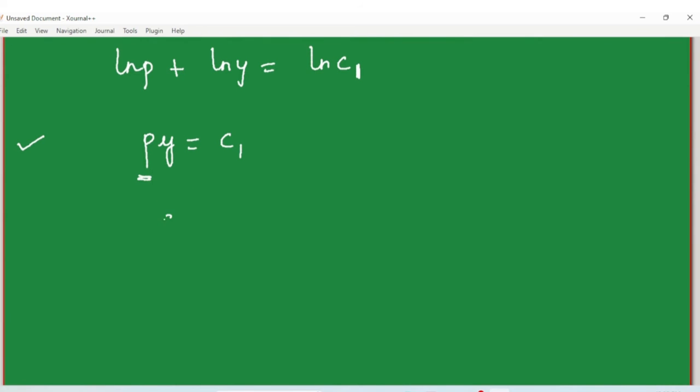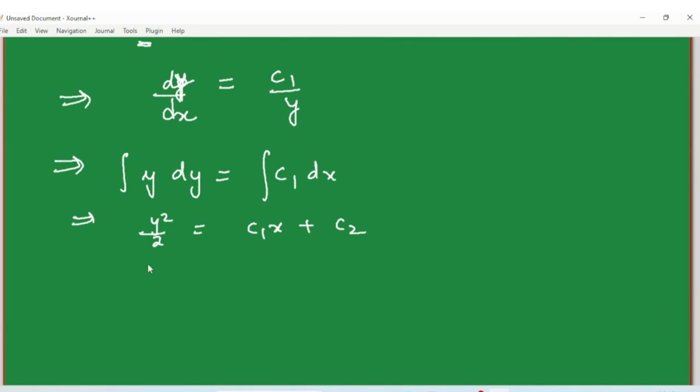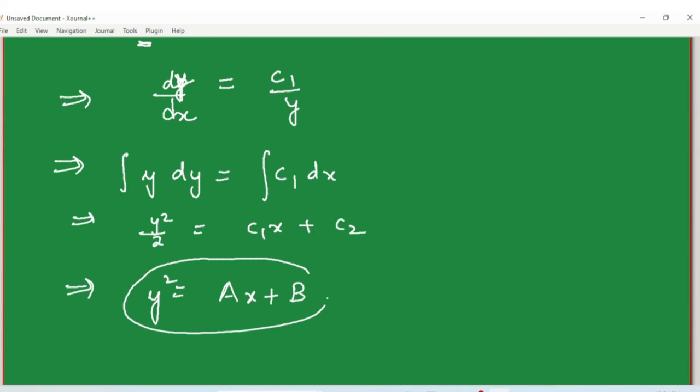So let's go back to its value. p stood for dy by dx. So dy by dx is c1 by y. Now once again you see that it's a separable differential equation in y and x. So I'll integrate it like this. y dy is c1 dx. Integrate both the sides to get y square by 2 is c1x plus c2, or if I want, I can take this 2 to this side and write y square as ax plus b. That's my final general solution of the given differential equation.